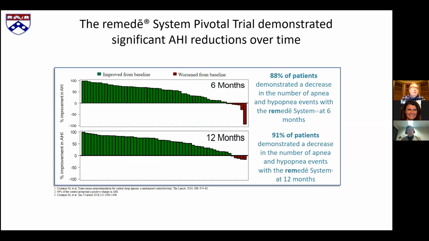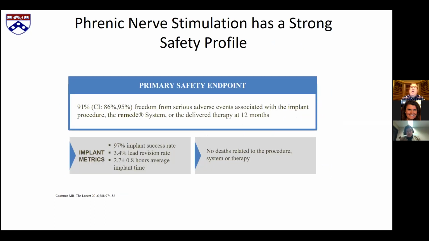And then when we looked at the entire cohort, now all of the patients out to 12 months, 91% of them had a significant reduction in apnea and hypopnea index at the 12-month time period. Now, our primary safety endpoint was also met, so 91% freedom from serious adverse event. The implant metrics for our electrophysiologists in the audience, 97% of the implants were successful.